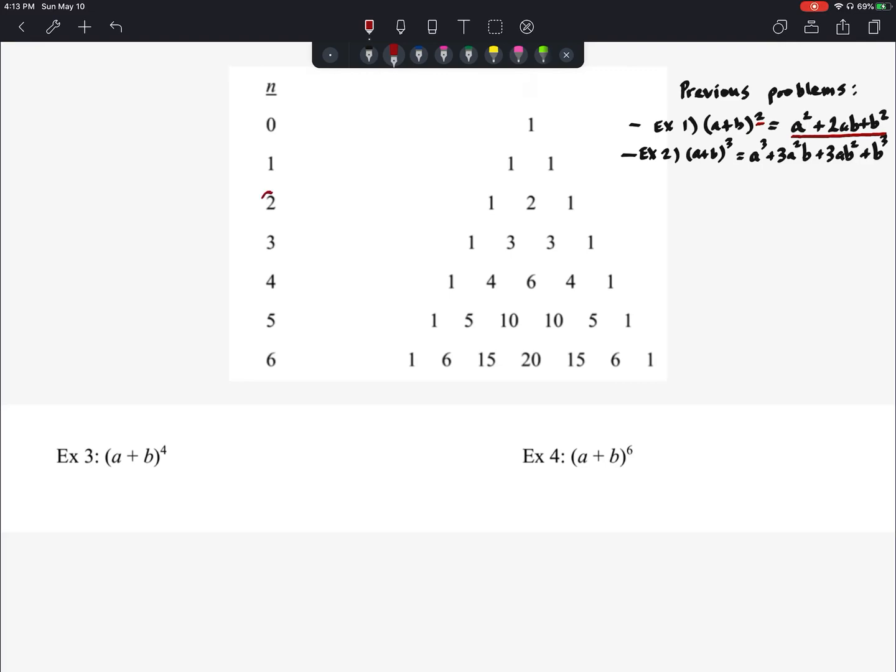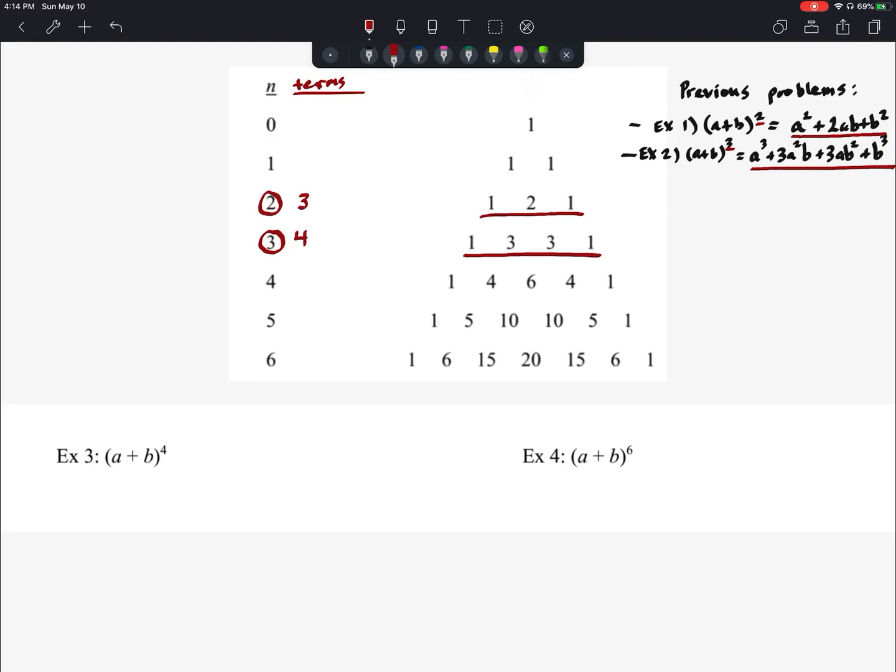So our exponent was a 2, and we ended up with these coefficients, which means that the number of terms in our answer was 3. There were 3 terms in our answer. For that next problem, example 2, we had a 3 as the exponent, and we ended up with this answer here. So we circle that was our exponent. We had 4 coefficients there, which means that there are 4 terms in the answer.